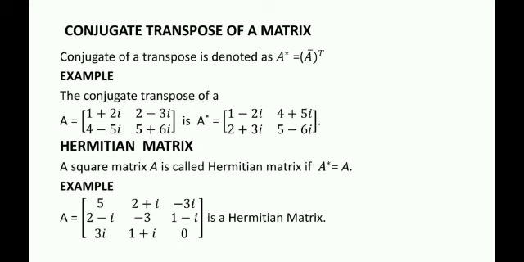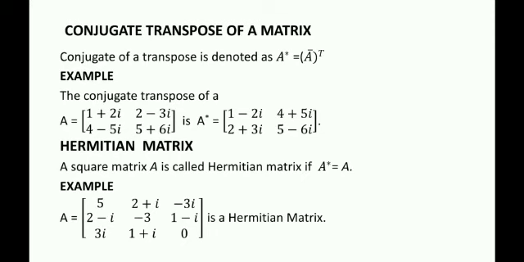What is Hermitian matrix? A square matrix A is called Hermitian matrix if A star equals to A. So, to prove that a given matrix is Hermitian, first of all, we will find out A star. Then we will see that A star equals to A. Then we can say that the given matrix is a Hermitian matrix. For example, A equals to 5, 2 plus iota, minus 3 iota, 2 minus iota, minus 3, 1 minus iota, 3 iota, 1 plus iota, 0 is an example of Hermitian matrix. If we find A star in this matrix, then we will see that A star equals to A. Therefore, this matrix is a Hermitian matrix.